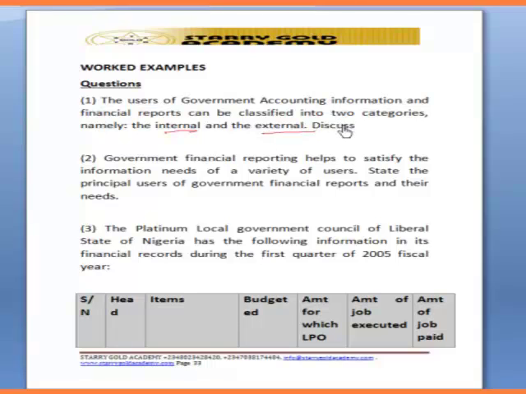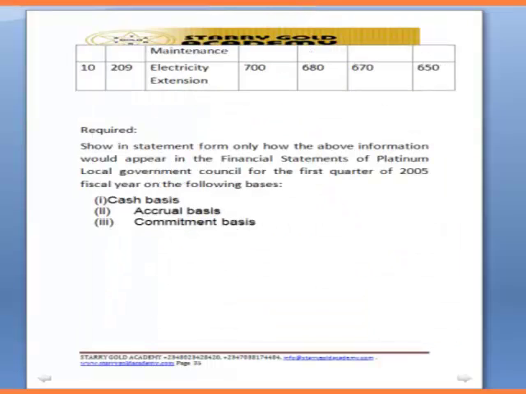Discuss. So if you look at this question, it's not just asking for you to list the internal user and external user. You must say some other thing. The question says discuss. It did not just say list. Some people will just come here and just list the internal and the external user. No, you have to say more than that. Let's quickly attempt to provide a solution to this question.